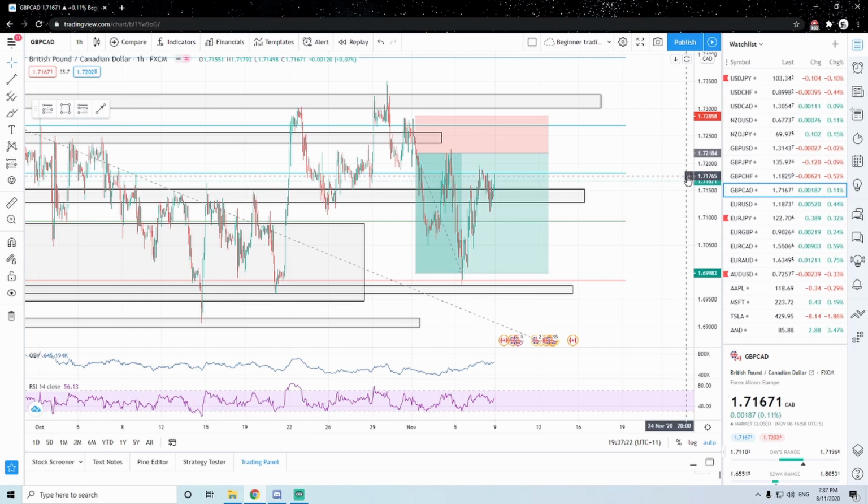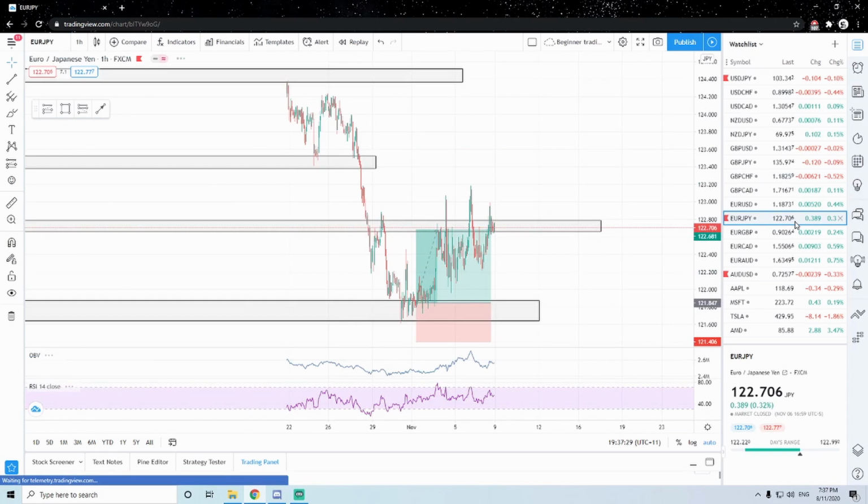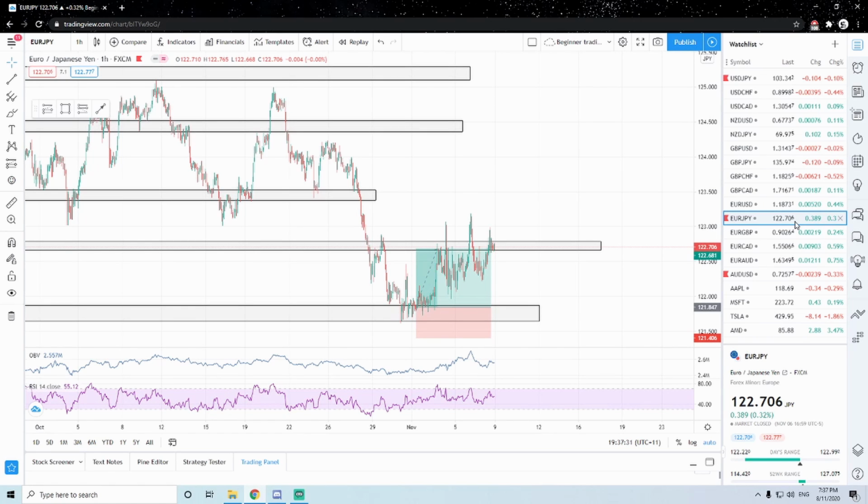And now if I head over to my second trade that I took, which I was pretty disappointed about, but you know, it is what it is. This one was on EUR JPY.